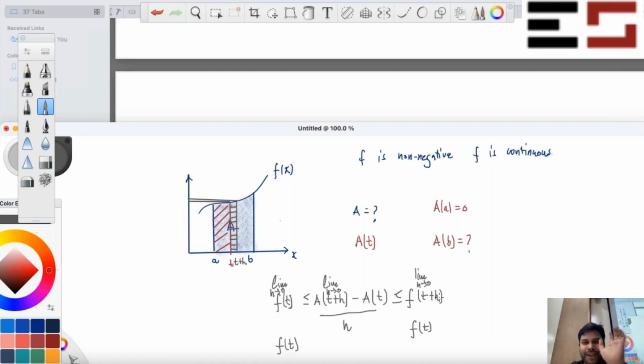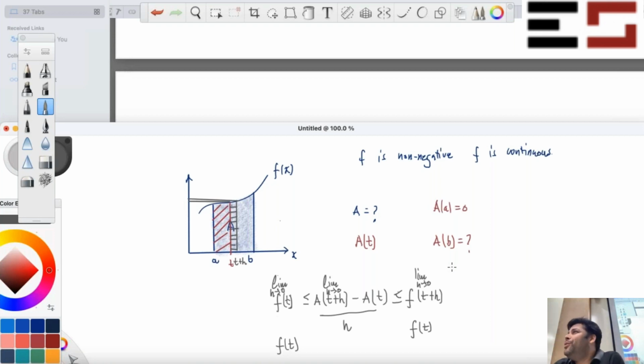Okay, so you can do this because of our assumption that f is continuous. Right hand side goes to f of t, left hand side goes to f of t. Can you tell me what this middle term goes to by squeeze theorem? f of t, because it is going to f of t. Now can you tell me what is the interpretation of the middle term?